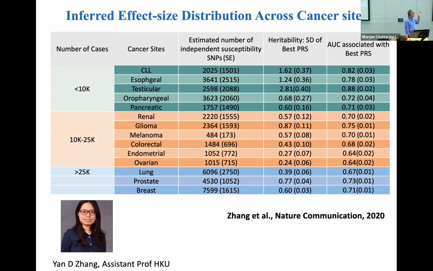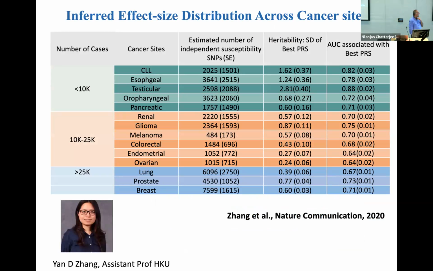So basically, we collected summary statistic data from about 14 different cancers, and then, using the method developed by my postdoc Dora Zhang in the 2018 paper, we tried to estimate for each cancer how many common genetic variants, the SNPs, might be contributing to the heritability. Okay, and there is some underlying model and techniques. I'm not going through that.